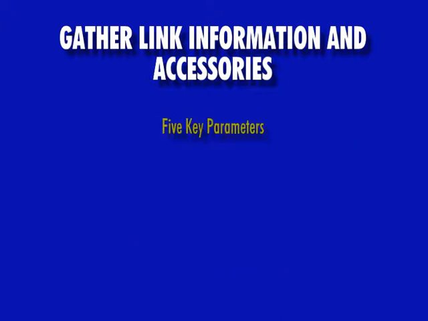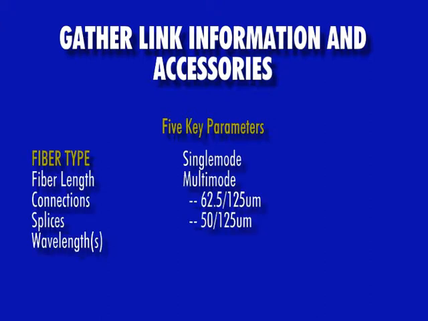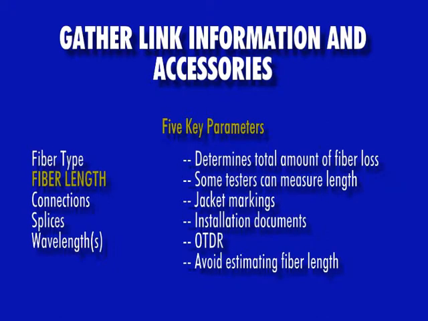There are 5 key parameters that apply to any fiber optic test. First is the fiber type, which will be either single mode or multi-mode. In the case of multi-mode, this could be either 62.5 or 50 micron. Next is fiber length. It is important to know how much fiber is in the link under test in order to determine how much loss is acceptable for that particular length of fiber.